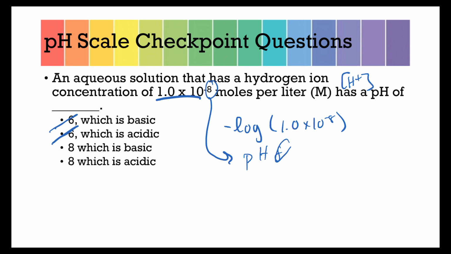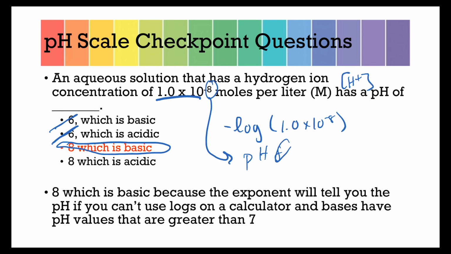So right off the bat, A and B are garbage. And then 8 is bigger than 7. If you have a pH that is bigger than 7, that means you are basic. That is C. And once you think about it, it's very manageable to do.